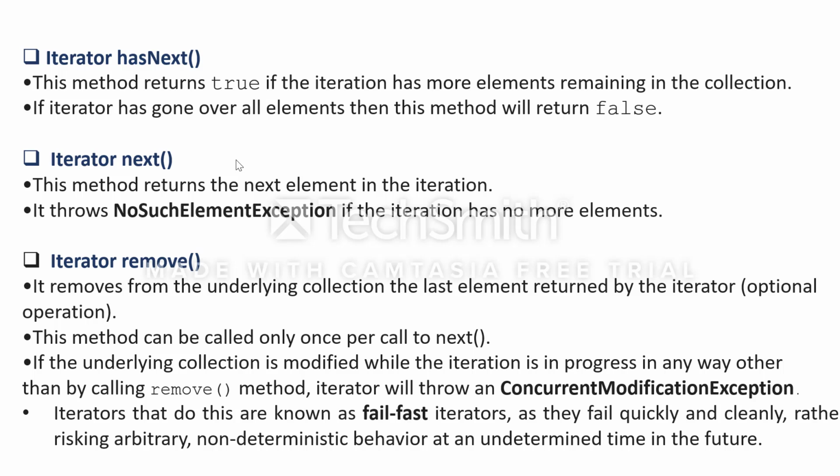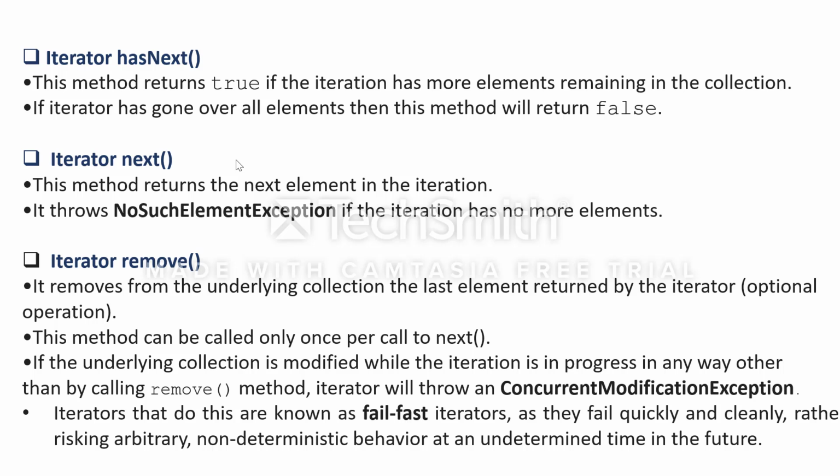Iterator remove removes from the underlying collection the last element returned by the iterator; it is an optional operation. So maybe if you use that, it will remove that element if you're not putting the conditions over there. This method can be called only once per call to next.